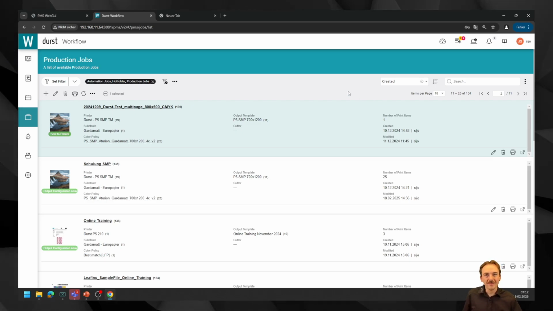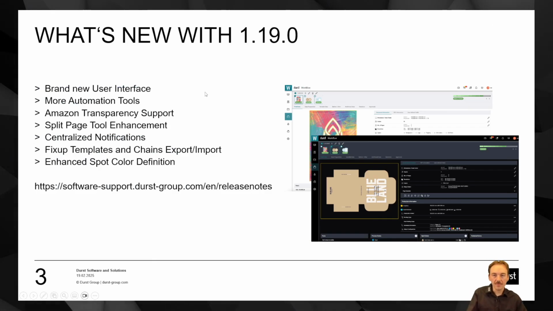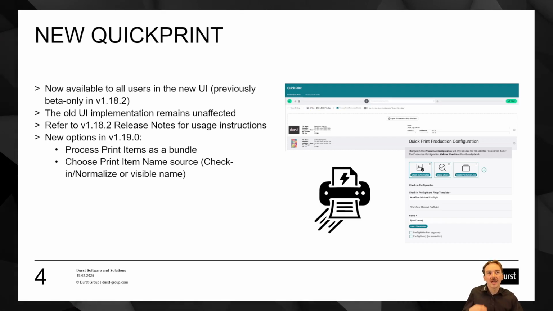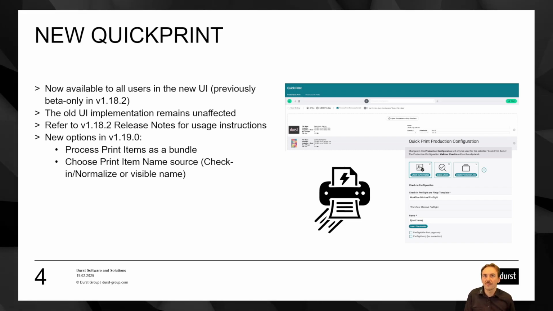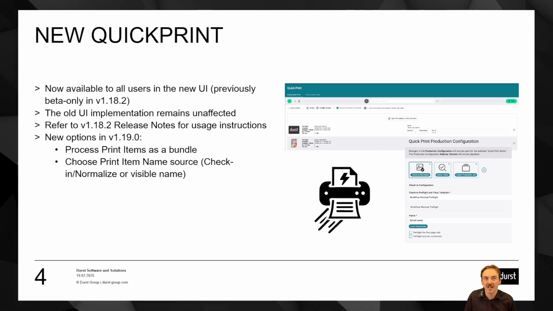Good. Then when we jump back to the presentation, let's go to the next step, the new quick print. The new quick print is now available to all users in the new UI. Previously, it was only for beta UI users in 1.18.2. Now it's available for everyone.